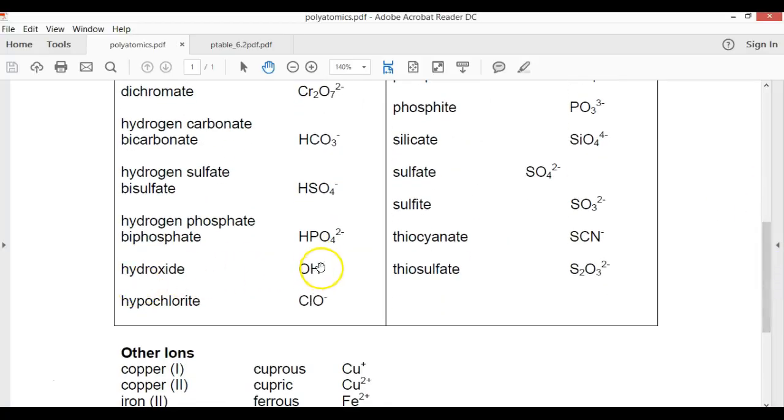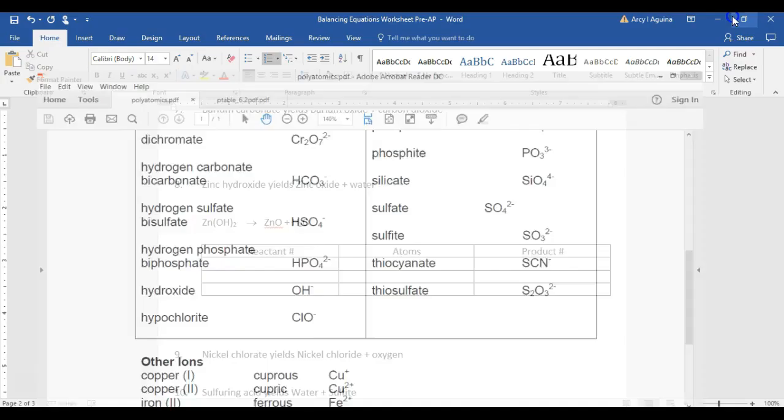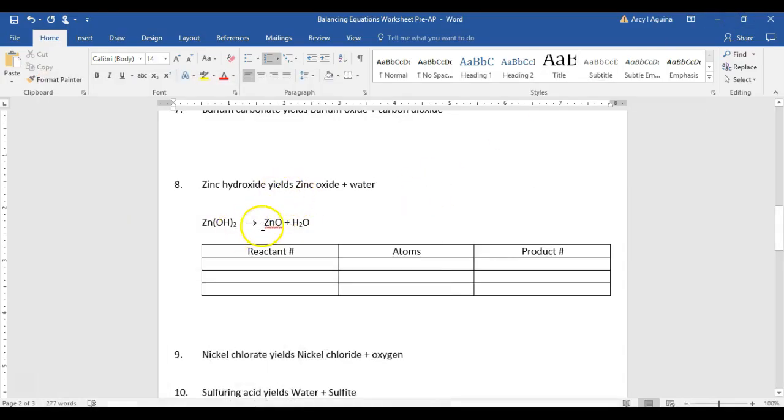So hydroxide is this one, and it's OH minus 1. And then yield is that little arrow. Remember, arrows mean yield. And then zinc oxide and water. So remember, you name the metal first, and then the second element you add -ide. So I know it's zinc oxide, and then makes water.